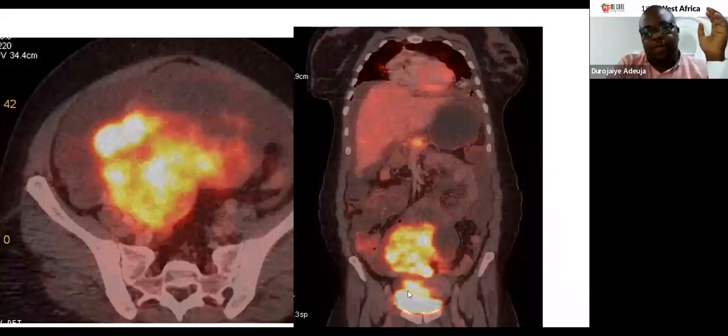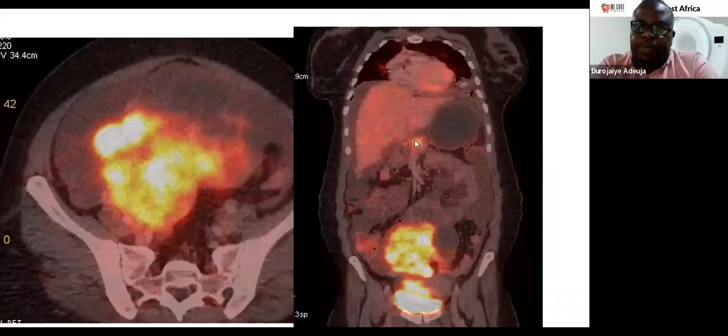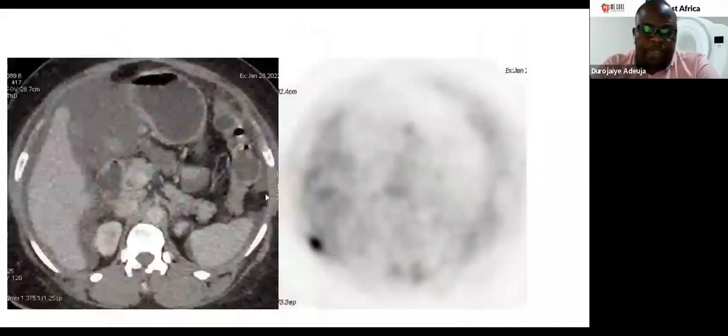And also here, this is the urinary bladder. The urinary bladder also physiologically excretes the radiotracer, so in this case we are not surprised seeing that. However, there's this area of moderate increase in uptake in the retroperitoneal region, and upon further evaluation, I would come to that.